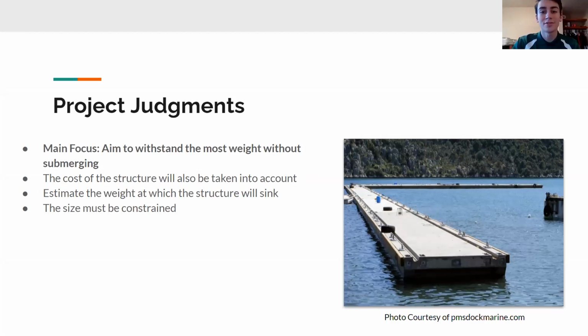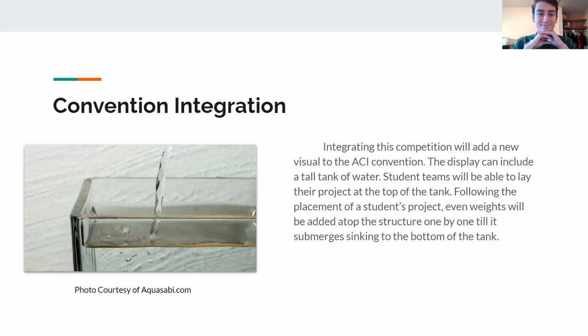In the judgment category of this competition, we decided that the main focus is to withstand the most without submerging. The cost of each structure will factor into the assessment score, as well as the estimation at which weight structures will sink. When competition rolls around, students will weigh down their piece of concrete in a big tank in the center of the competition room. This will help create a competitive atmosphere for both teams weighing and teams not weighing.